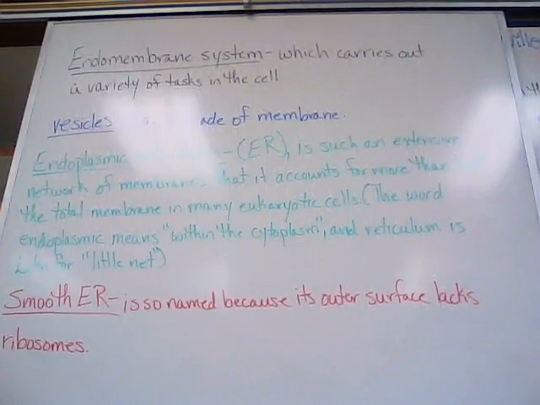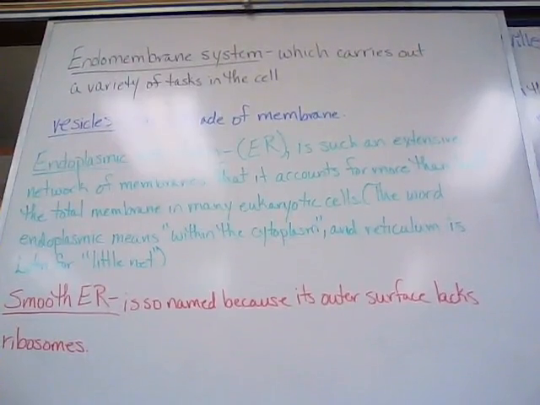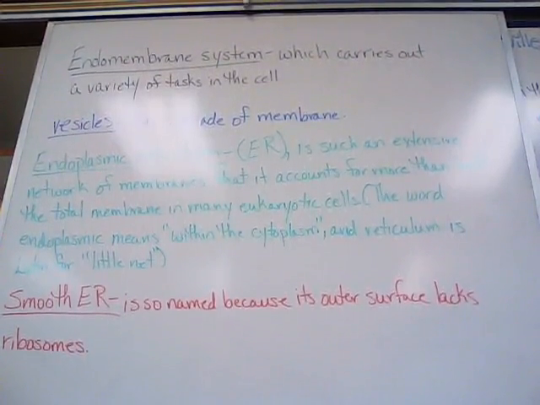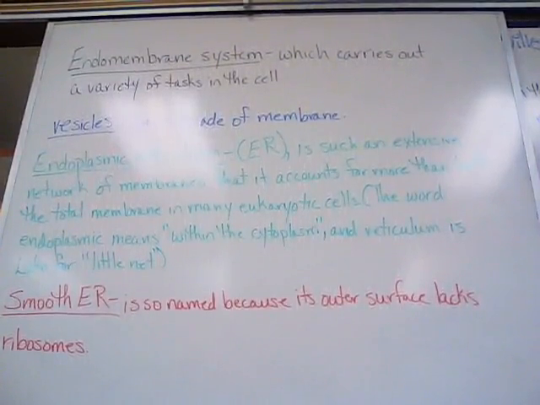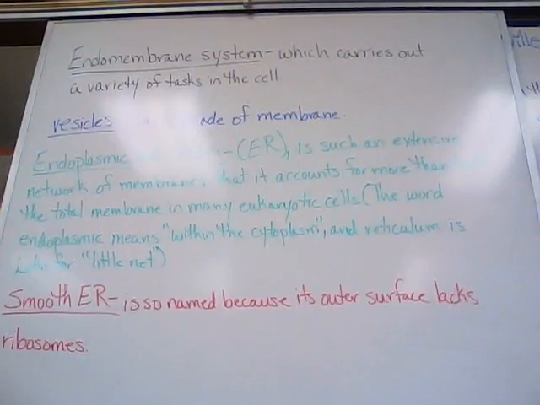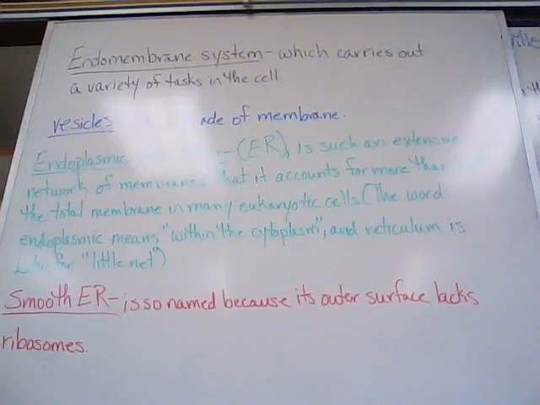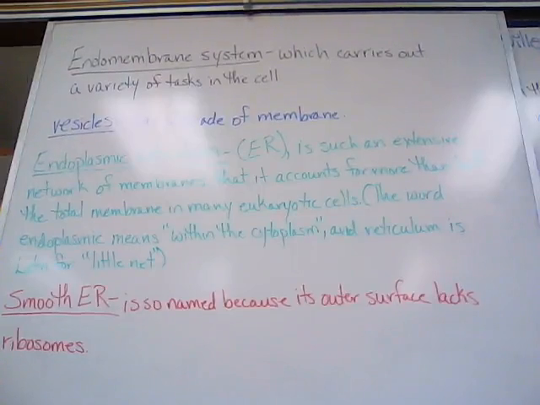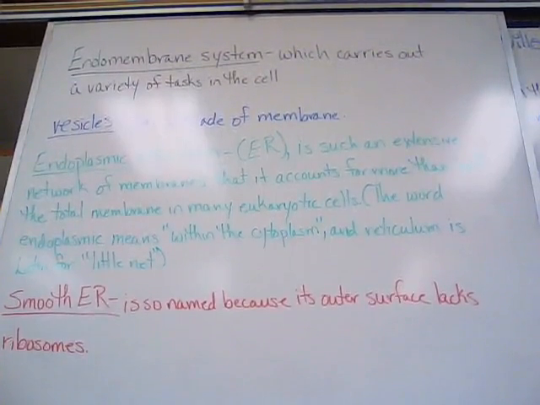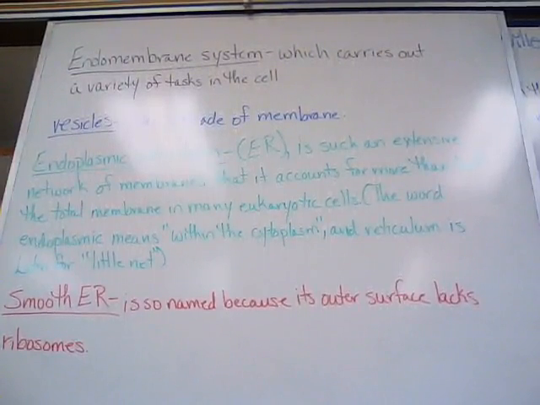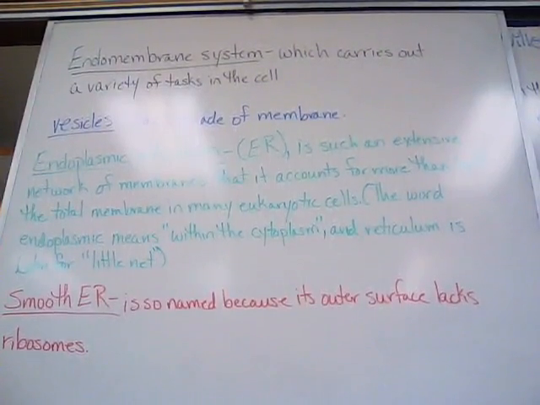There are two distinct, though connected, regions of the ER that differ in structure and function: smooth ER and rough ER. Smooth ER is so named because its outer surface lacks ribosomes. Rough ER has ribosomes on the outer surface of the membrane and thus appears rough through the electron microscope. As already mentioned, ribosomes are also attached to the cytoplasmic side of the nuclear envelope's outer membrane, which is continuous with rough ER.